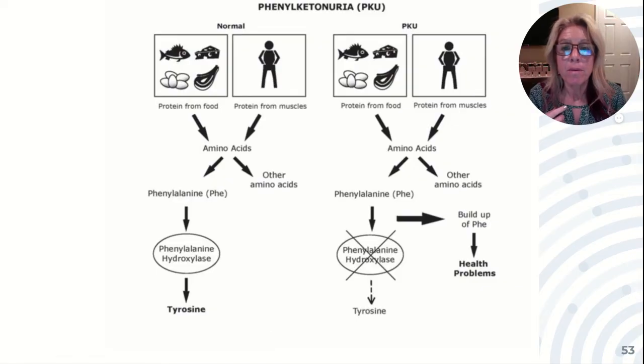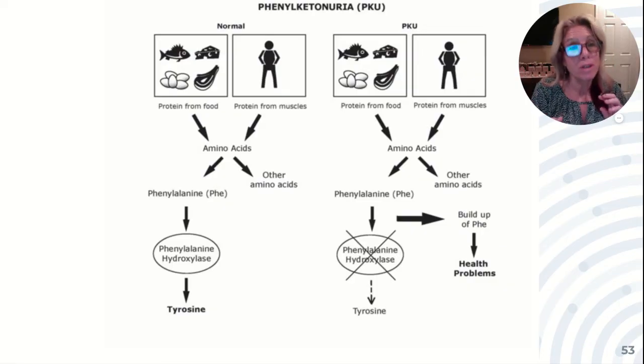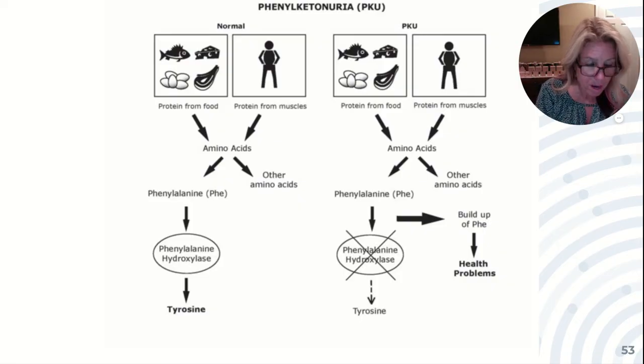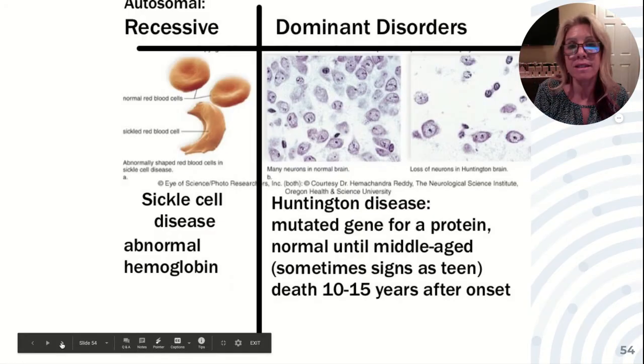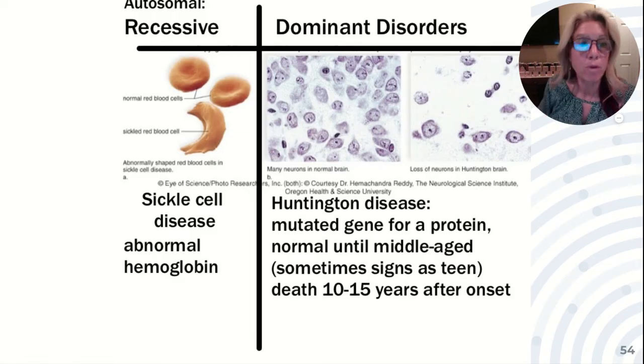PKU is another one, and this is where you don't have the ability to digest phenylalanine, and so that can cause problems. The way they resolve that is, if babies get tested and they have PKU, they won't feed them food that has phenylalanine. So by altering their environment, you alter the expression of the gene, and we'll be talking about that a little bit later as well. Okay, so PKU, and then another one is sickle cell disease, where your red blood cells sickle because you have abnormally shaped hemoglobin, and that's just due to a point mutation, one wrong amino acid.